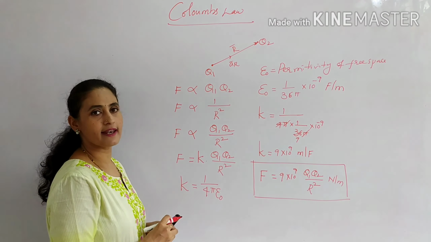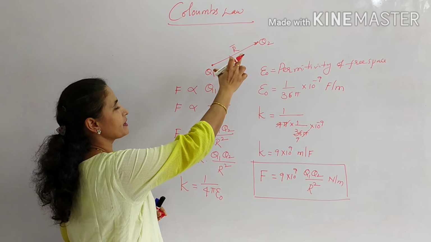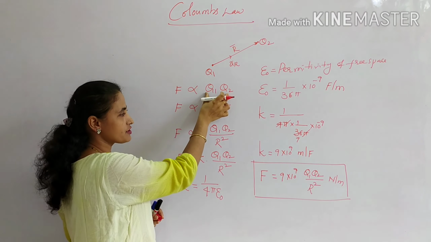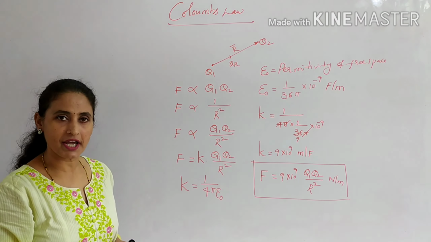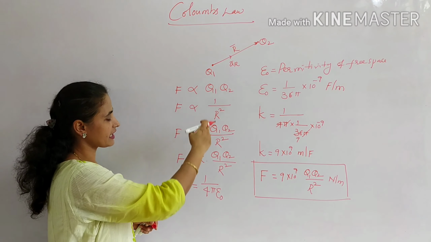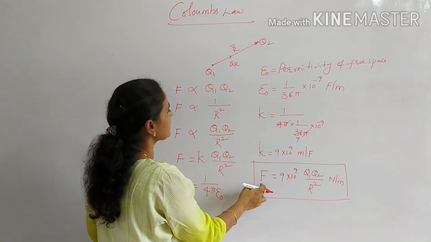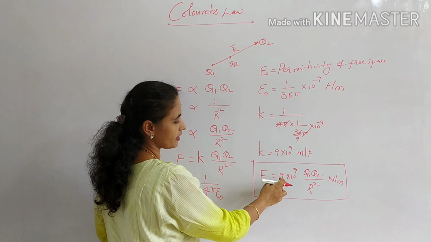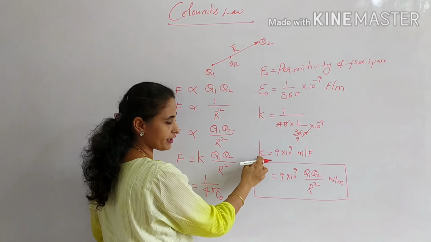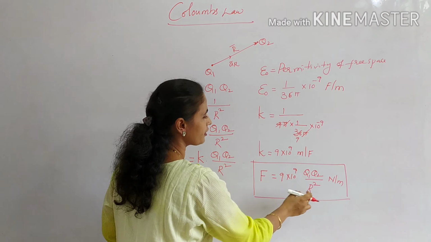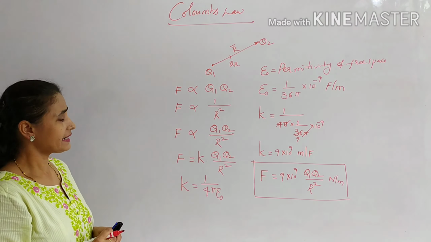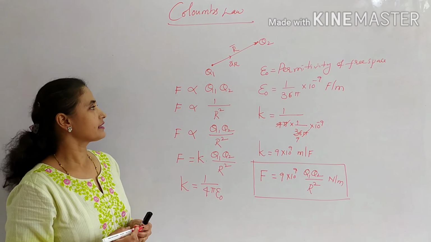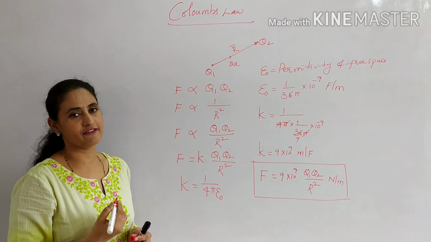So Coulomb's law defines the relation for the force between the two charges. It is directly proportional to the product of the two charges and inversely proportional to the square of the distance between them. Combining together, we obtain Coulomb's law as the force between the two charges in this way: 9 into 10 power 9 is the value of K, and Q1 Q2 upon R square. Now we know that the force between the two charges is a vector. Now let us obtain the force in vector form.